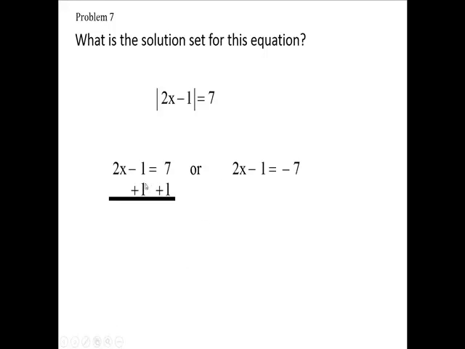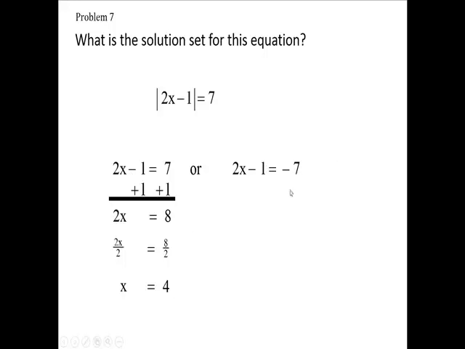To solve this one, I'm going to add 1 to both sides. 7 plus 1 is 8. Bring down the 2x. Equals 8. Okay? And then we're going to divide by the coefficient of the variable. The coefficient of the variable is the 2. So we're going to divide both sides of the equation by 2. And we're going to end up with x equals 4. So that solves this equation.